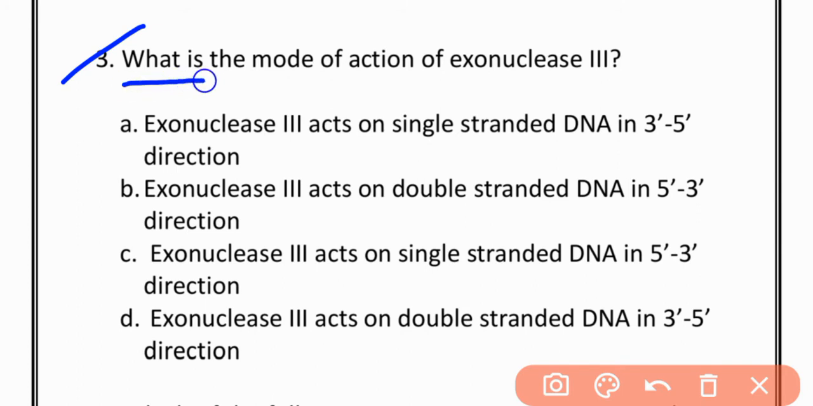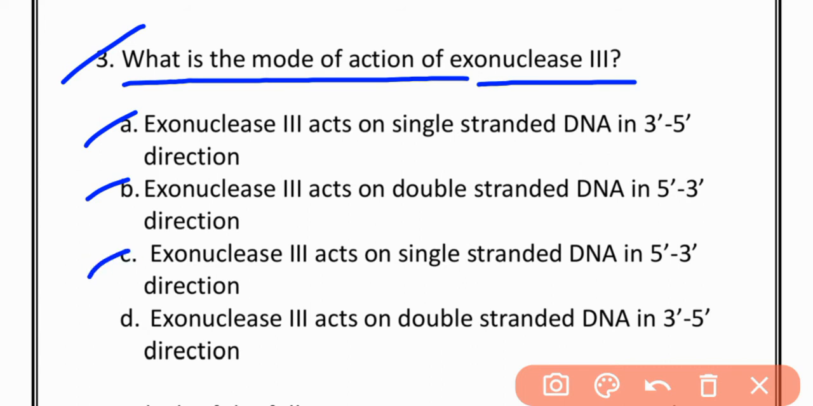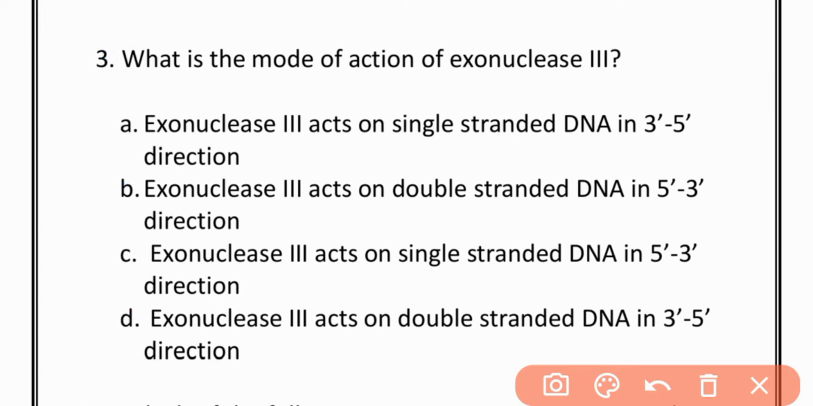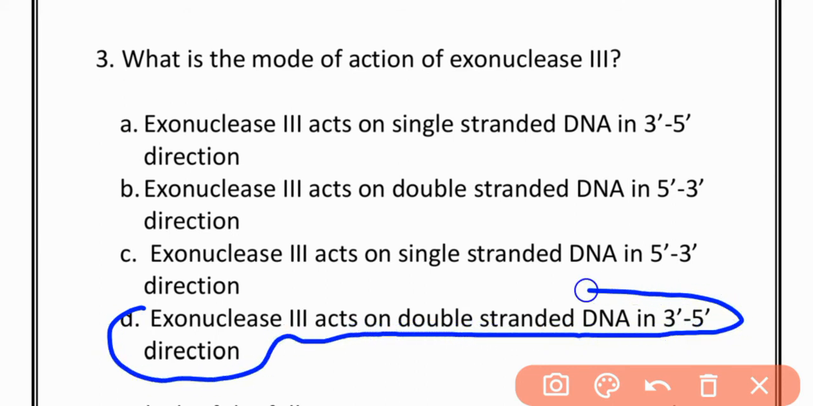MCQ number 3. What is the mode of action of exonuclease 3? Option 1, exonuclease 3 acts on single-stranded DNA in 3 to 5 direction. Exonuclease 3 acts on double-stranded DNA in 5 to 3 direction. Option C is exonuclease acts on single-stranded DNA in 5 to 3 direction. D is exonuclease 3 acts on double-stranded DNA in 3 to 5 direction. The correct option is option D. Exonuclease 3 acts on double-stranded DNA in 3 to 5 direction.